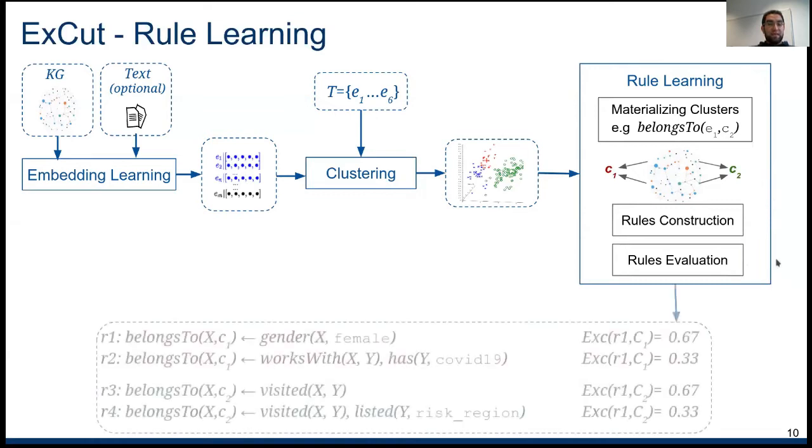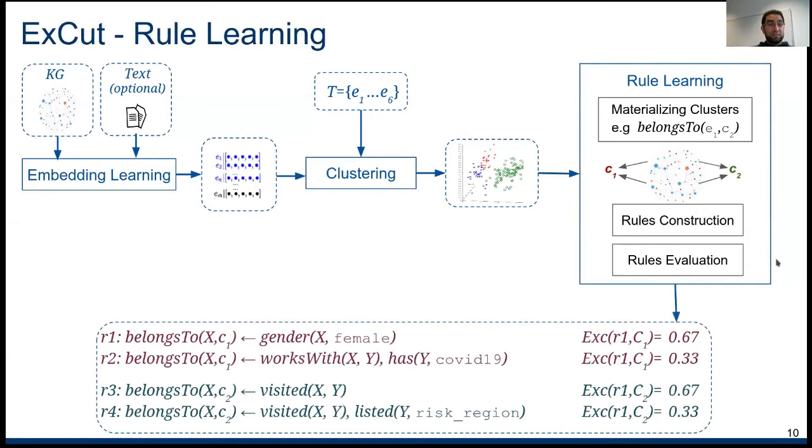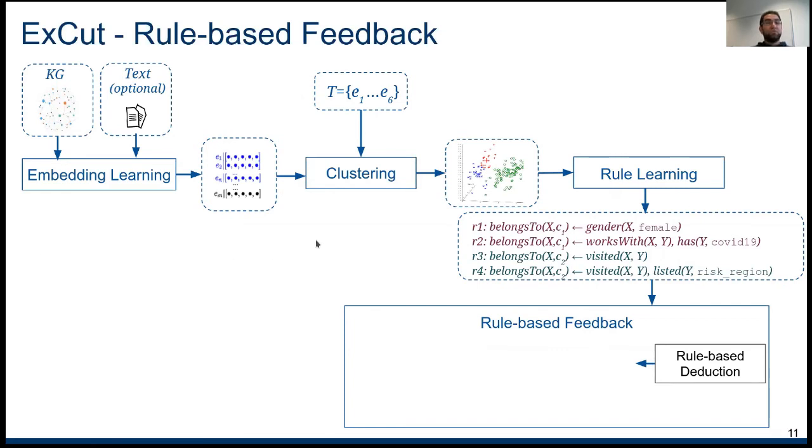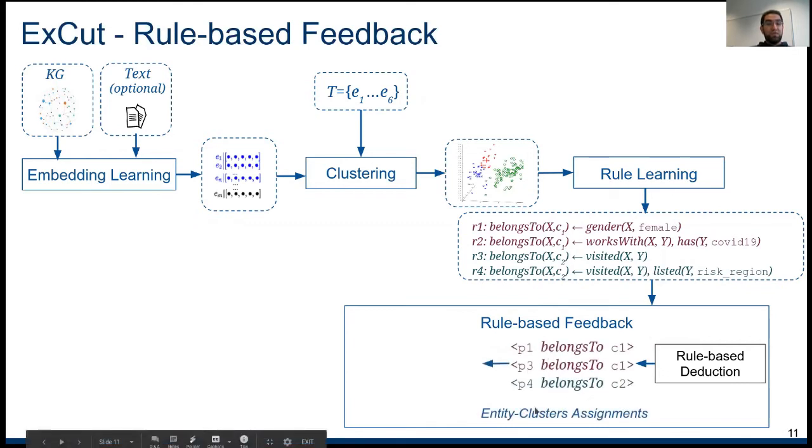As we can see in the example, it suggests two potential explanations for each cluster. And these rules capture some explicit structure for the entities in the knowledge graph. So we would like to utilize this to enhance the clustering procedure. Therefore, we introduce the rule-based feedback. We use a rule-based deduction engine to infer new entity cluster assignments based on the rules. Then we want to feed this signal back to the embedding model.